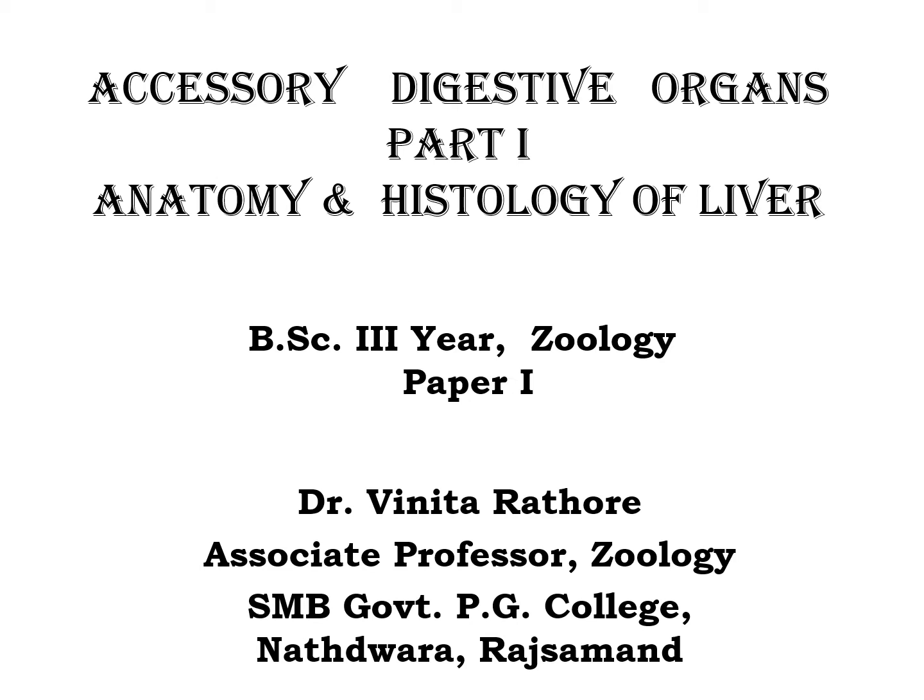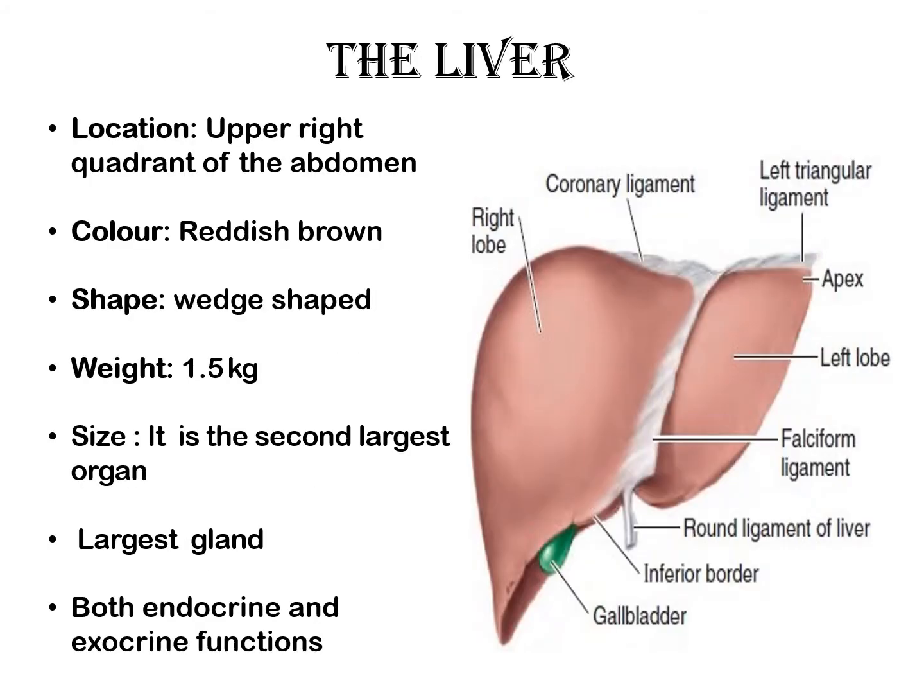Various accessory digestive organs are teeth, salivary glands, liver, and pancreas. So, in this part 1, we will discuss the anatomy and histology of the liver. The liver is an accessory digestive organ which is located in the upper right quadrant of the abdomen. It is cone-shaped and dark reddish brown in color. It weighs around 3 pounds, or 1.5 kgs.